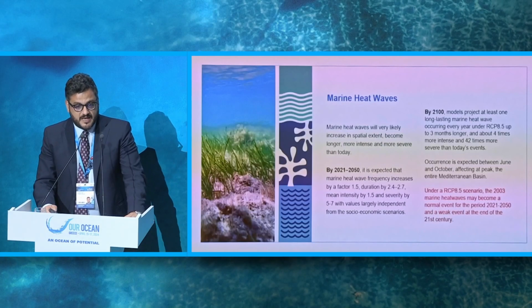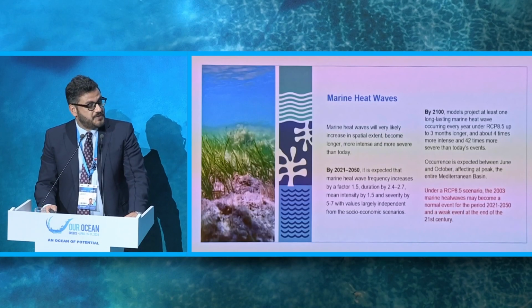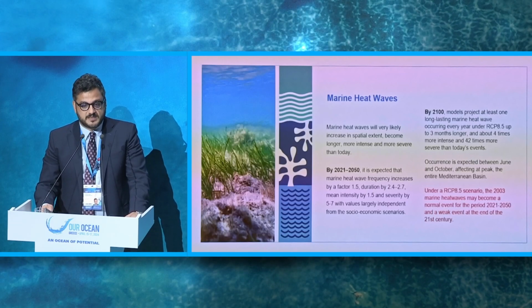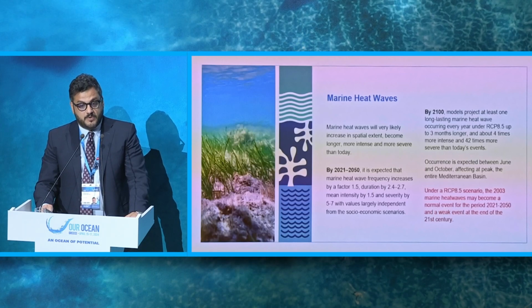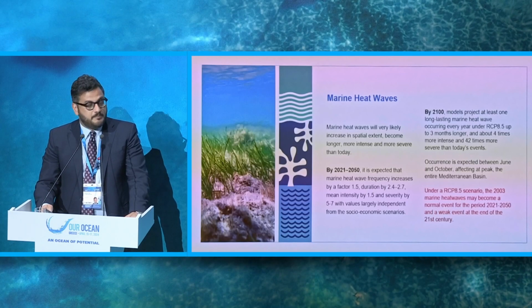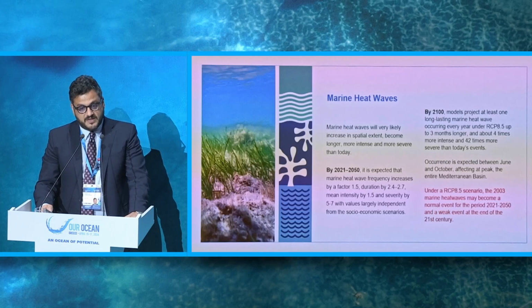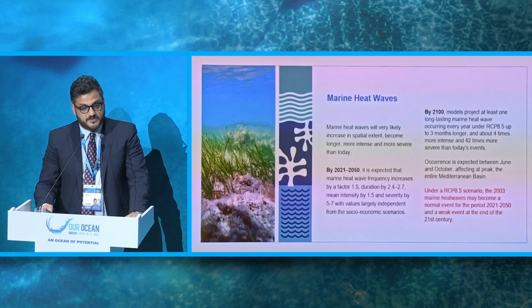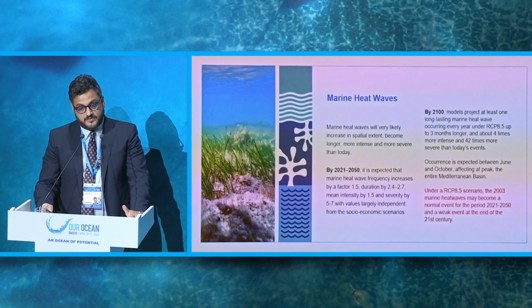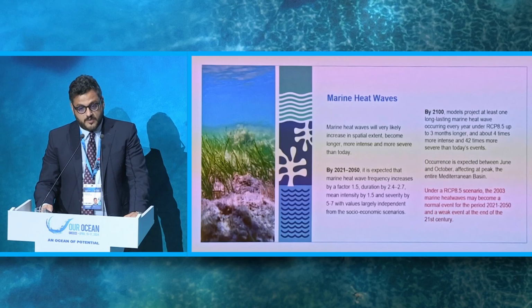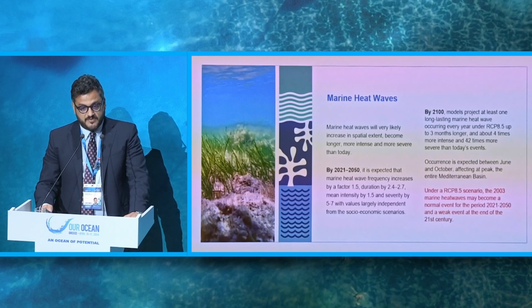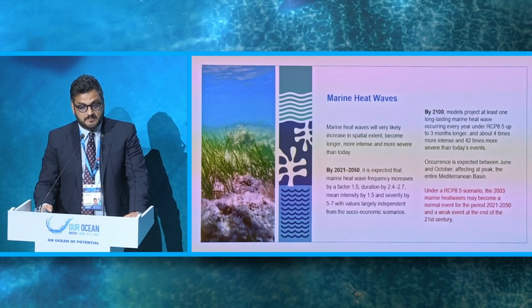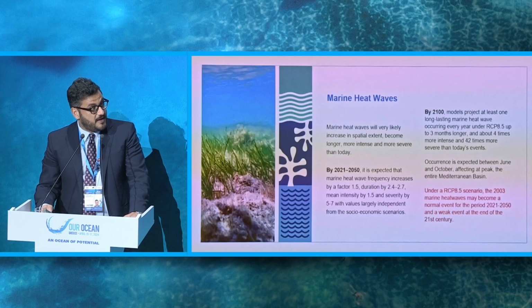Marine heat waves also will increase in their spatial extent, so they will be visible and evident in more places, will become longer and more intense. And between 2021 and 2050, it is expected that marine heat wave frequencies will increase by a factor of 1.5, with a duration of a factor of 2.4 to 2.7, and with a mean intensity of 1.5. Whereas by 2100, models project at least one long-lasting marine heat wave occurring every year.